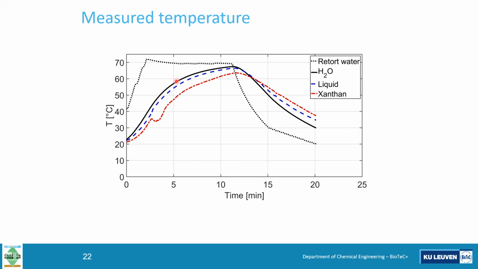We see that the distilled water is quite similar to the low viscosity liquid, for small differences, but for the xanthan gum, the xanthan system, there was quite slower heat transfer, as we can see here. So here we clearly see the influence of viscosity on the temperature evolution inside the different systems.